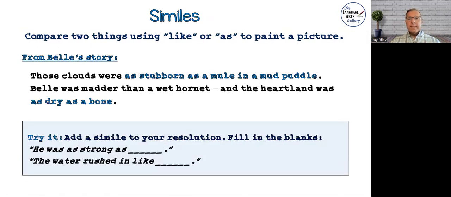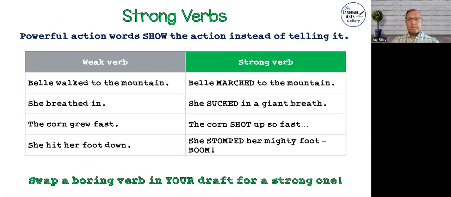And then finally, moving on to similes. We talked about what similes are. We talked about this example, stubborn as a mule in a mud puddle. Belle was madder than a wet hornet, and the heartland was as dry as a bone. So here we've got some other examples that you could complete, or you can create a simile about one of the characters that you're writing about or you want your students to write about.